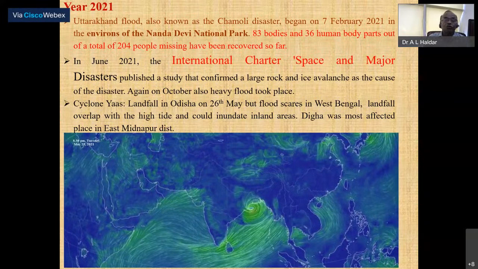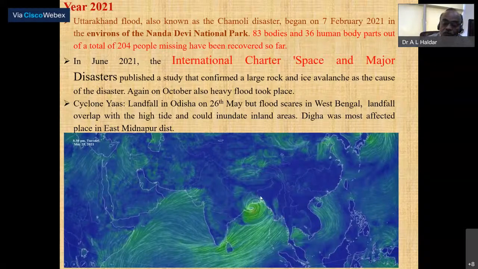So during 2021, as I told you, several events were already highlighted, especially in the National Park, where 83 bodies and 36 human body parts were recovered out of the lot of people missing, especially in the pathland. And in that, the Council was told that maybe the cause was an ice avalanche and large rock fall.